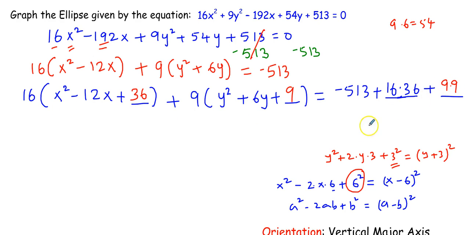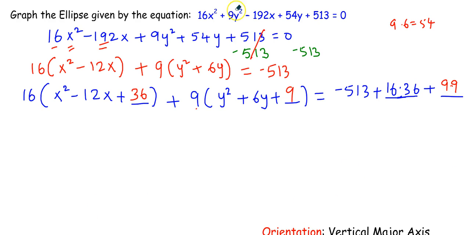This step is very important. Take some time, try to understand why this 36 is added on the left hand side, and why this 16 times 36 you are adding on the right hand side. Same way, why that 3 square, 9, is added on the left hand side, so on the right hand side it is 9 times 9 we are adding. Okay, alright, now let us go to the next step.